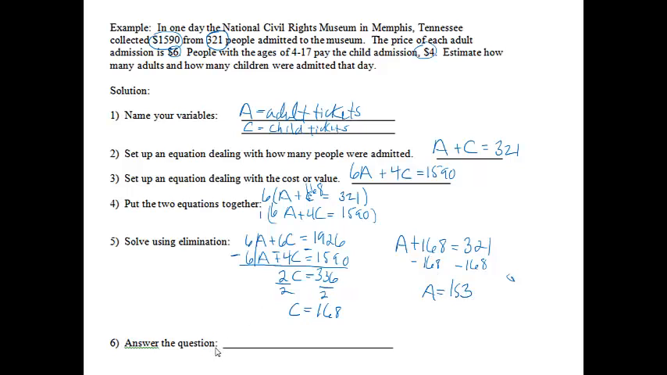So answering the question, how many adults and how many children were admitted that day, I'm going to say adults, there were 153 of them, and children, there were 168, and that's how you do the problem. So hopefully now you're familiar with using elimination to solve a real-life problem.